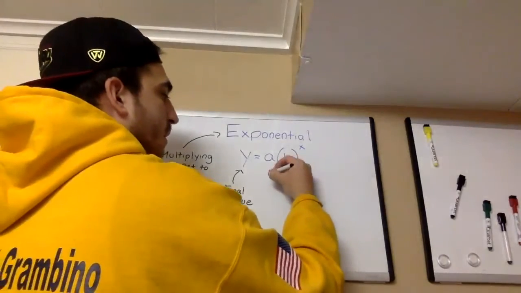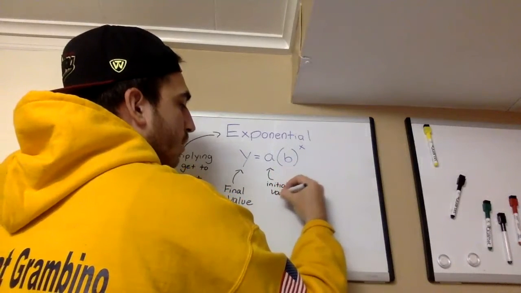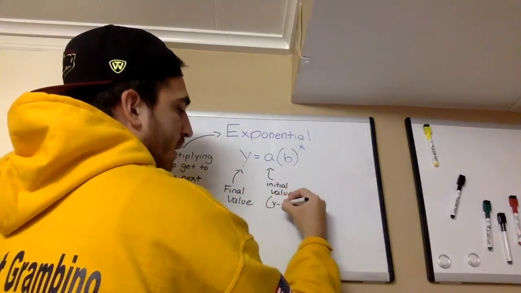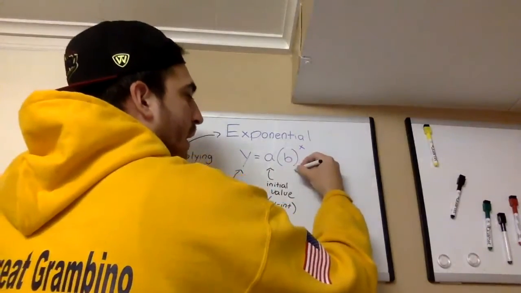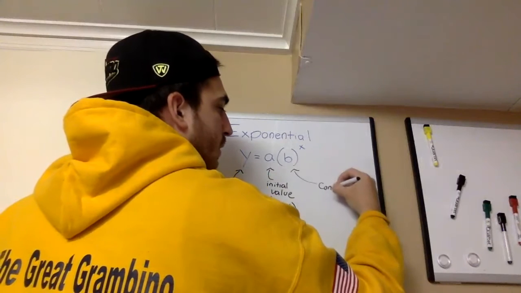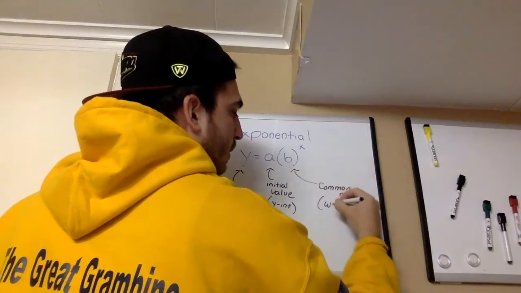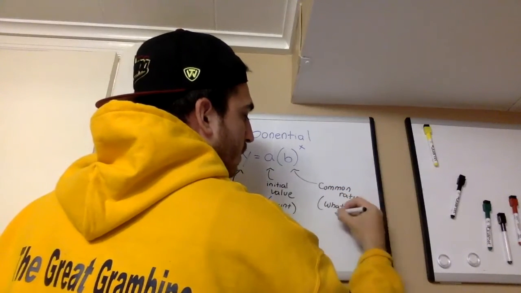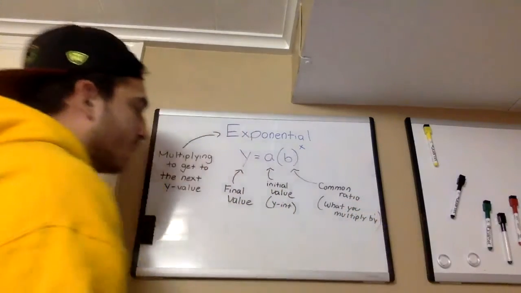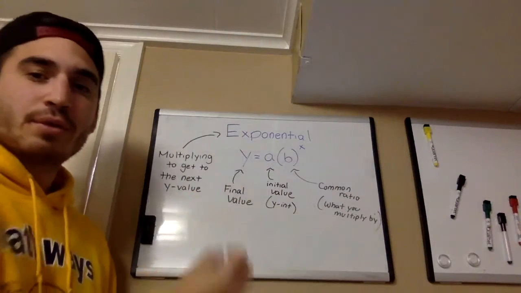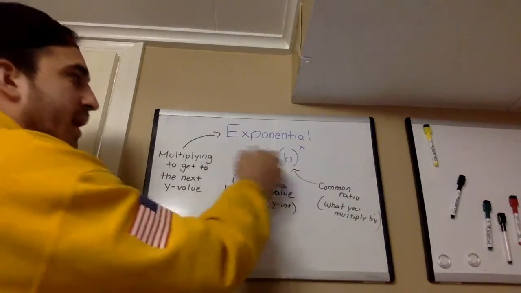Your a is your initial value, so whatever you start with. Another word for initial value is y-intercept. Your b is going to be your common ratio, or in other words, what you multiply by. So just like the example we said before, when we multiply by 2 every single time, your common ratio would be 2. So please don't get the a and the b mixed up.